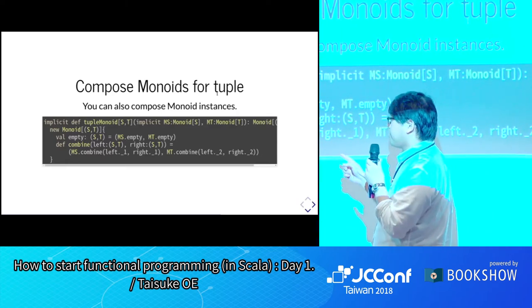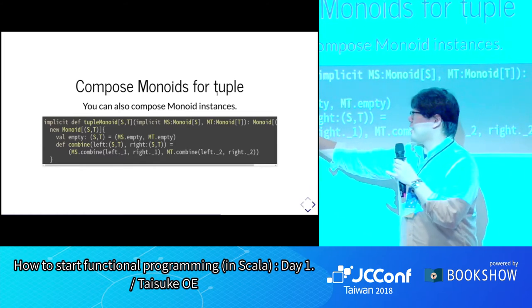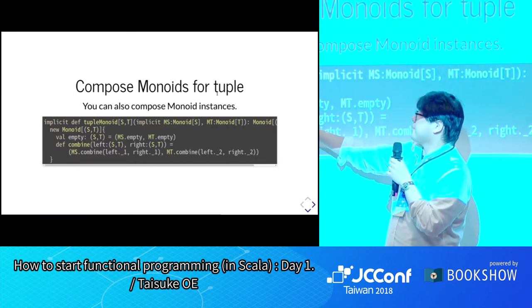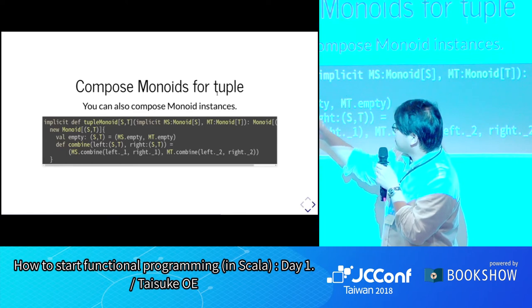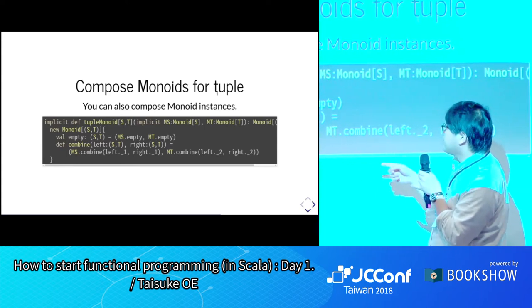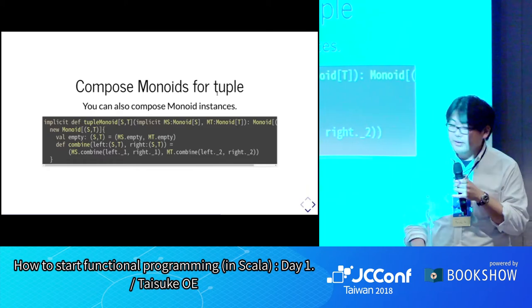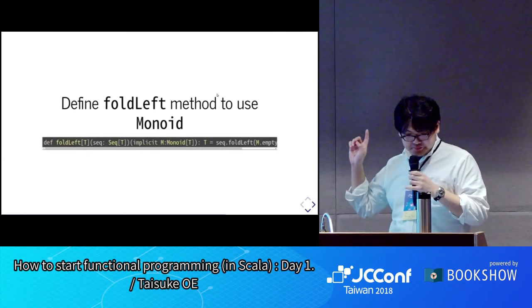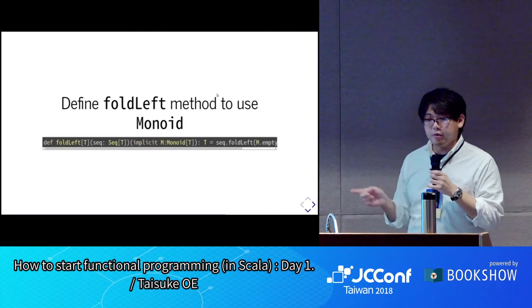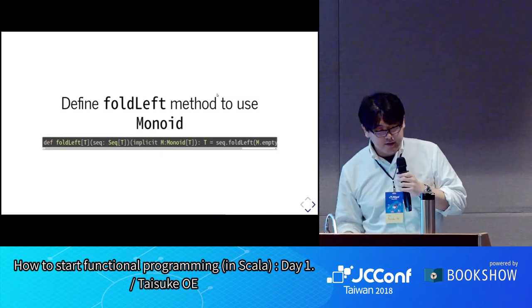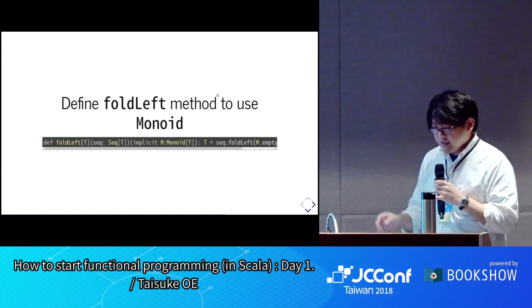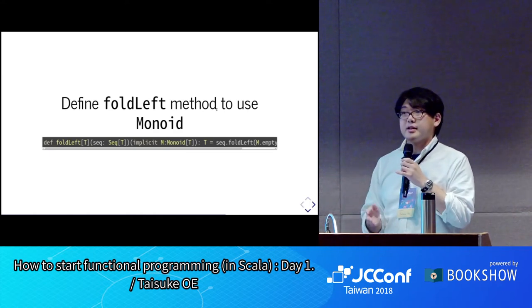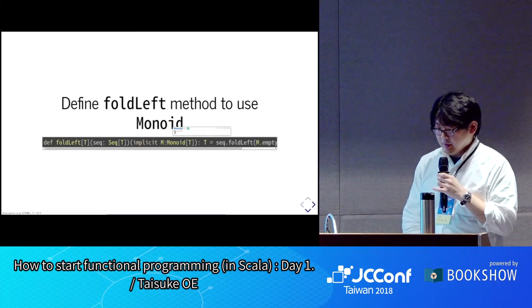It's also very straightforward. Just summing up the first element with the monoid S, and just calculating the second with the binary operation defined in monoid T. That works. Then, let's define my own foldLeft method to use monoid. This is pretty straightforward, and it's just delegating the calculation into the foldLeft method already defined in the Scala standard library. But it's just taking the monoid method.